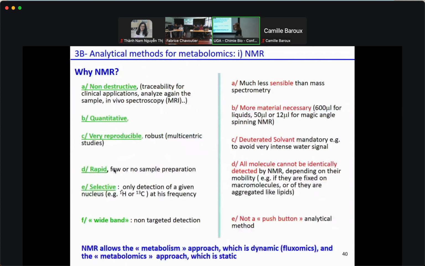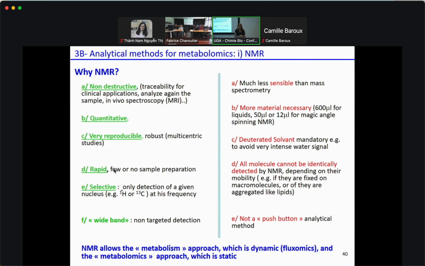So NMR is very interesting in metabolism because it is non-destructive. Of course, when you do a scan in an MRI scanner, you are not destroyed by the scanner. This is completely inoffensive, completely non-destructive. This is important because for traceability purposes, your sample can be restored, frozen, etc. So this non-destructive property of NMR is very important.